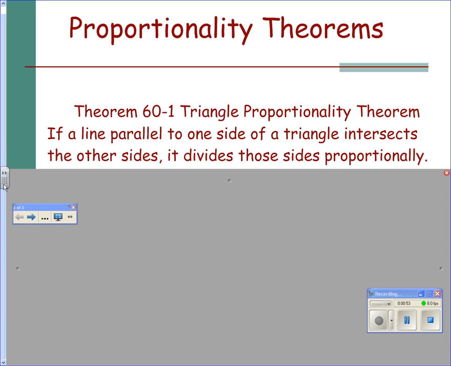All right, so theorem 61, talking about the triangle proportionality theorem. If a line parallel to one side of a triangle intersects the other sides, it divides the sides proportionally.